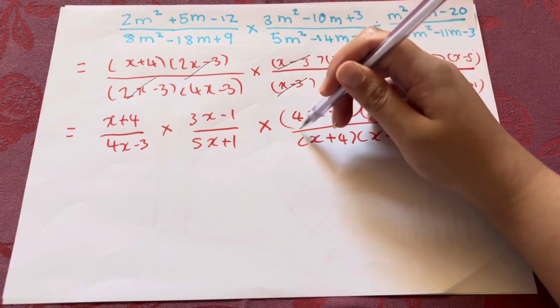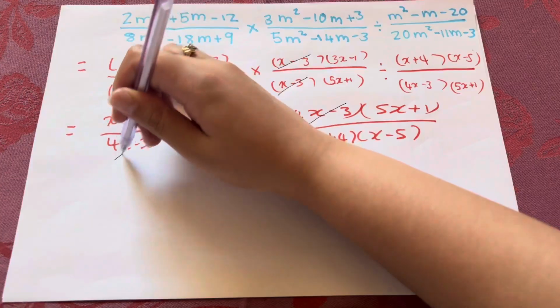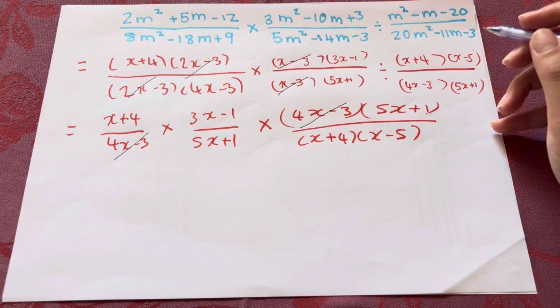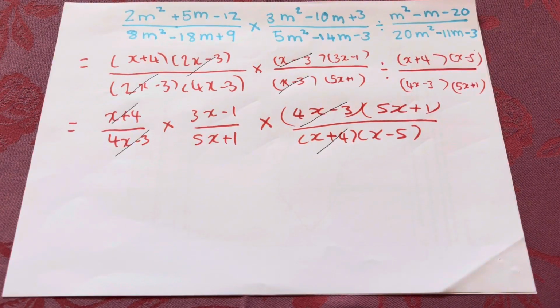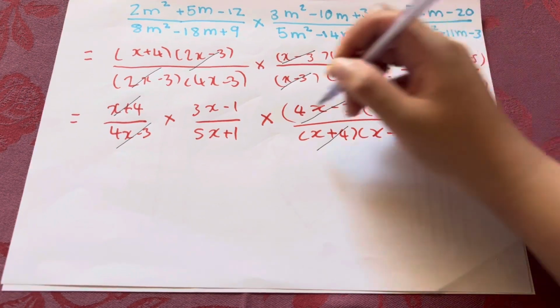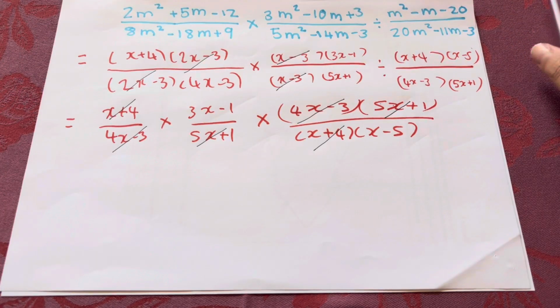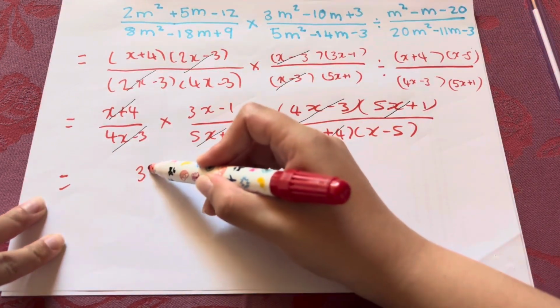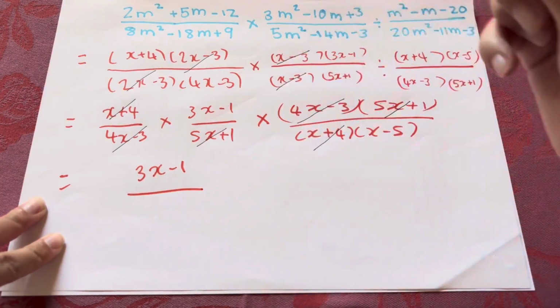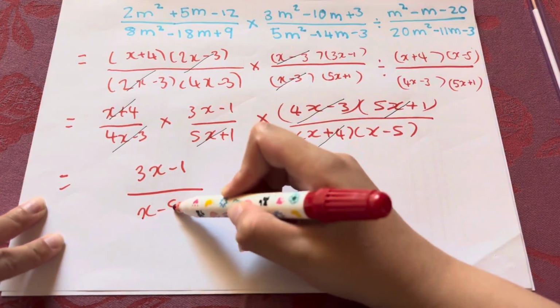In the numerator, there's a 4x minus 3 as well as in the denominator. There's an x plus 4 at the top and at the bottom. There's a 5x plus 1 at top and bottom. And that looks like all. So at the top, I'm left with 3x minus 1. And at the bottom, I'm left with x minus 5.